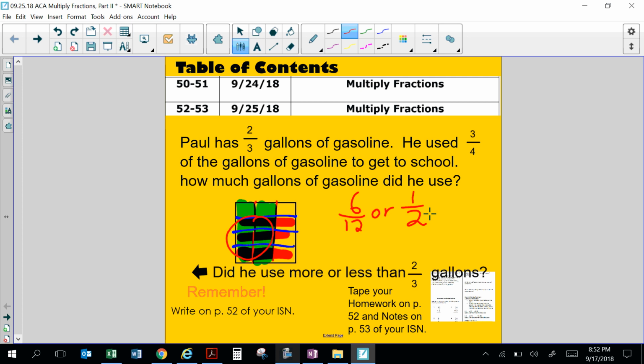What if I want to solve this mathematically without a picture? He used 3/4 of 2/3 gallons of gasoline, using part of something. So that's multiplying 3/4 times 2/3. How do you multiply fractions? You multiply the numerators. You multiply the denominators, 12. Can this be simplified? Yes, it can. Divide both numbers by 6, and you get 1/2. That's where 1/2 comes from.